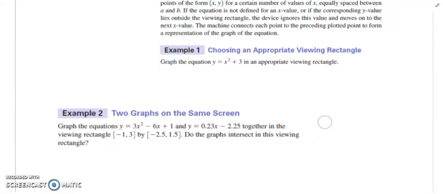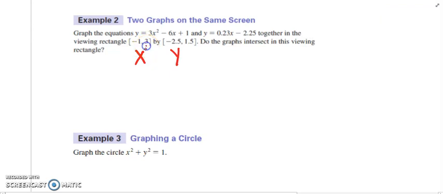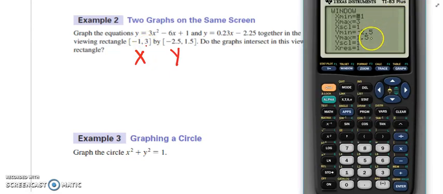Okay, example 2 says graph the equations, and it gives you 2 equations together in the viewing window, and this is your viewing window where this is your x and this is your y. So I put them both in my y equals, and that's what yours should look like. Remember, at any point you can pause the video if you need to make your screen match up with mine, and of course you can always rewind. And then my window: the x min, x max, and then y min, y max. Kept my scales 1. It says do the graphs intersect in this viewing window, and we look at it, and yeah, they sure do appear to.